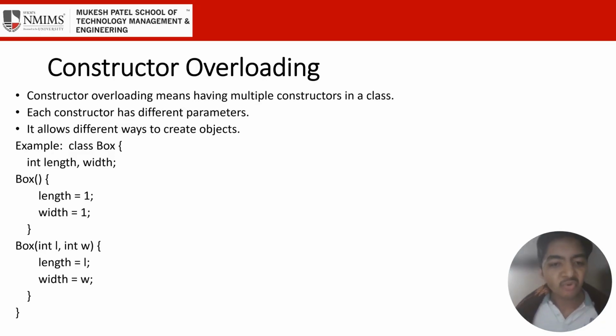The first one is the default constructor, that is length equal to 1, width equal to 1. We have set length and width equal to 1. But here comes the but part. Below that we have the overloading. That is a different type of constructor, the parameterized constructor: int L and W. Length equal to L, width equal to W. Basically, the value of length is stored in L, and the value of width is stored in W.